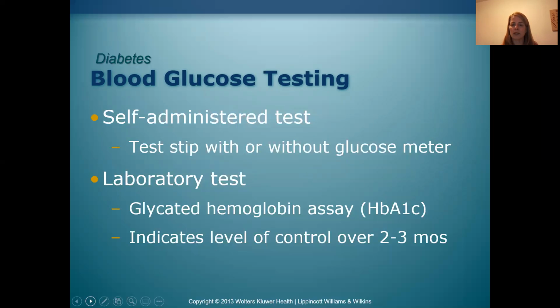Glycated hemoglobin assay is what A1C stands for. Whenever I'm asked that, I really can't come up with that because I always know that the A1C should be under 7.